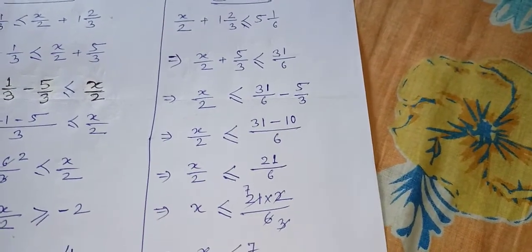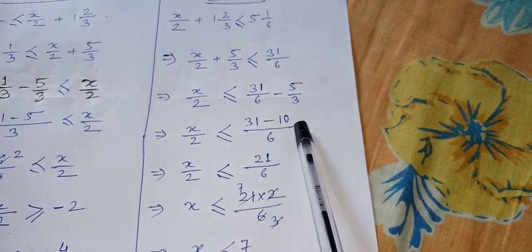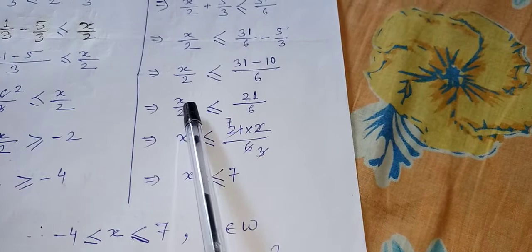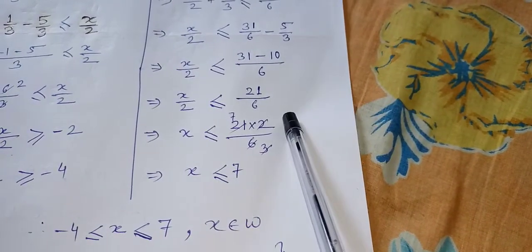31 minus 10. x by 2 is the same here. 31 minus 10 is 21 by 6. So 21 by 6 can now be cancelled later on. This 2, I will remove this 2, and this division by 2 will become a cross multiplication and will go and multiply at the top.